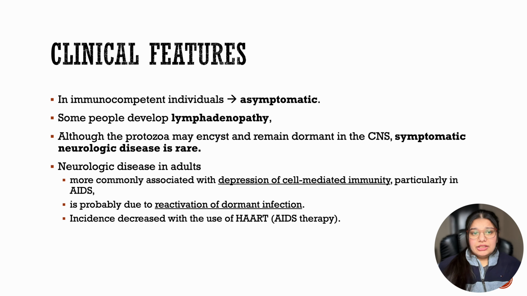What would be the clinical features? In immunocompetent individuals, it's usually asymptomatic because their immune system is competent. Some people can develop lymphadenopathy, and although the protozoa persist and remain dormant within the central nervous system, symptomatic neurologic disease is quite rare. In which patients would neurologic disease occur? Adults with any issue that is depressing their cell mediated immunity; as a result, their body can't fight the infection, so symptoms are presented, and that's mostly in AIDS.